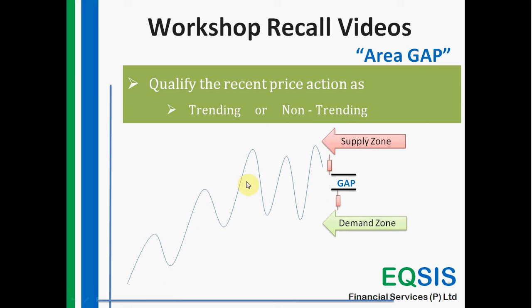Okay, this is a trending area and this is a non-trending area. It is sideways. The sideways is happening because of selling pressure as well as buying pressure. This is the supply zone, this is the demand zone. So at present the stock is currently trading between the demand and supply zone.